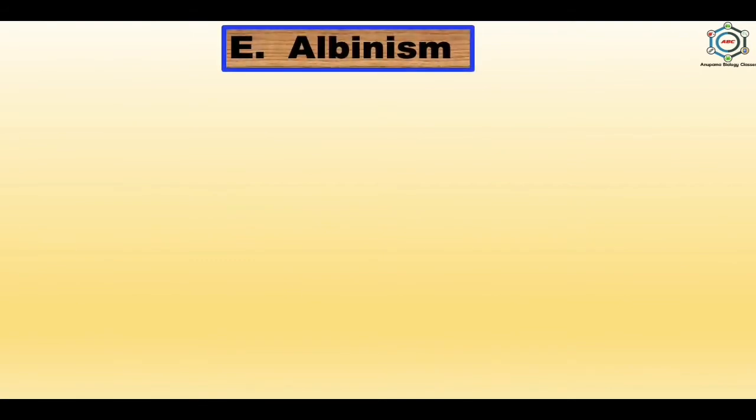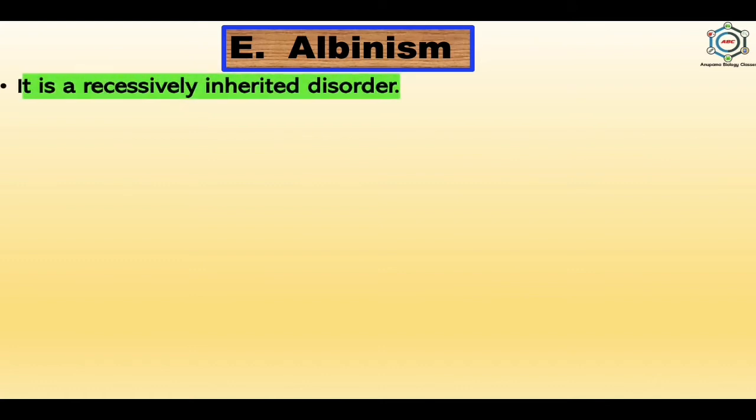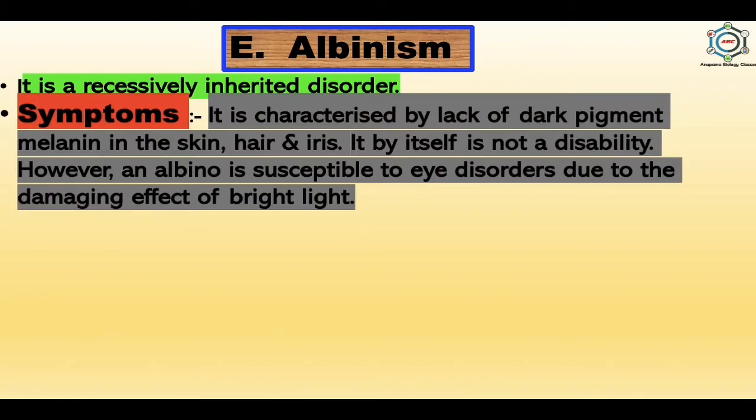After this, now the sixth is albinism. Here you can see what the causes and symptoms of albinism. It is a recessively inherited disorder. What are the symptoms? It is characterized by the lack of dark pigment melanin in the skin, hair and iris. It by itself is not a disability. However, an albino is susceptible to eye disorders due to the damaging effect of bright light.